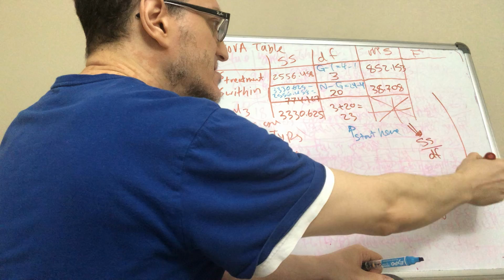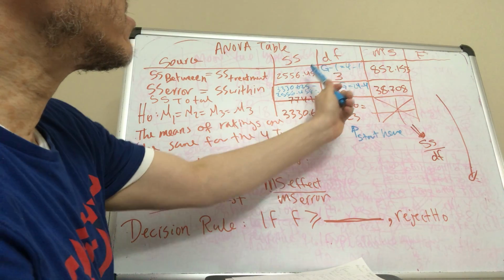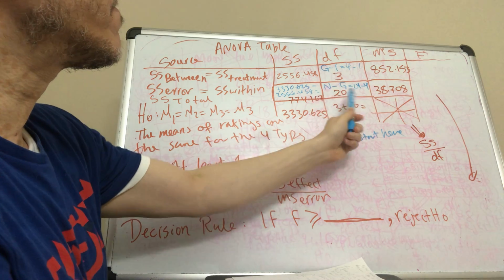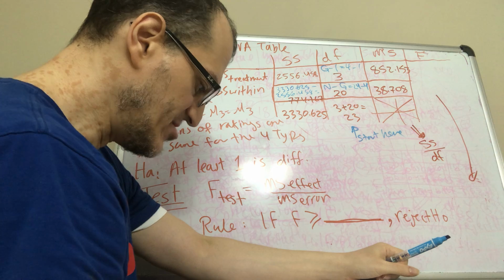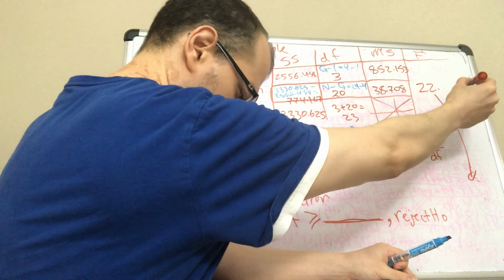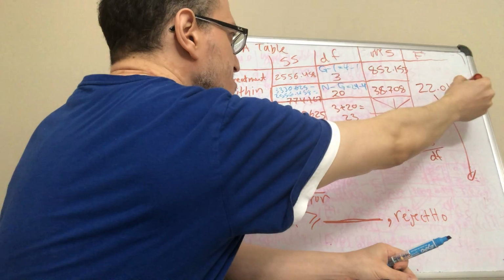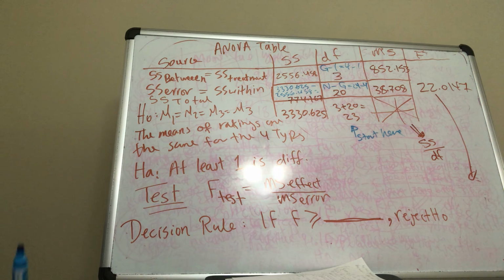And then for the test, you just divide these 2 numbers. So the MS, you go this over this, and the F, you just divide the 2 numbers. You get 22,0147, and that's your F test that you're going to compare to the table.